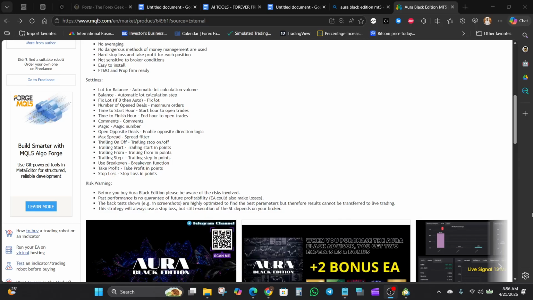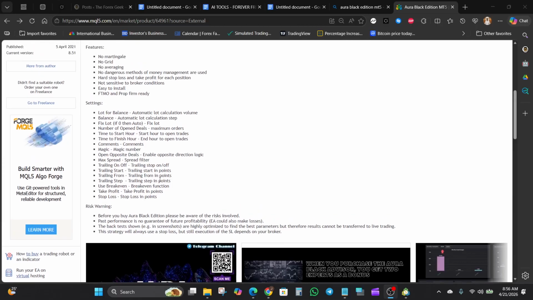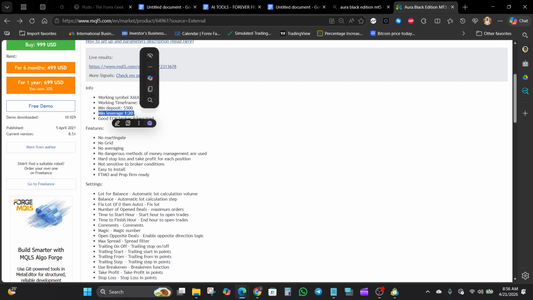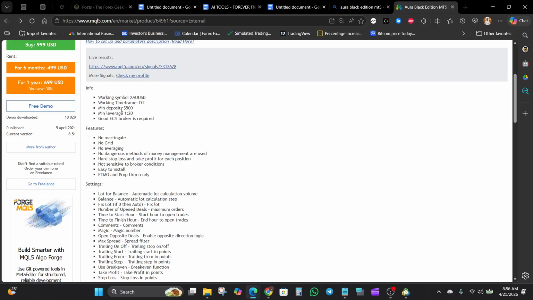Another thing worth noting is that the EA is designed to work with low leverage, starting from 1:20. All right. We can see the minimum leverage here, 1:20, and then we also have a minimum deposit of around 500 US dollars. So it's clearly positioned more towards steady swing style trading rather than aggressive compounding.